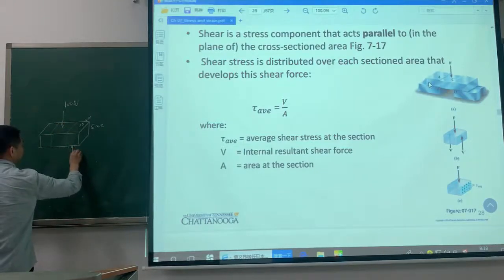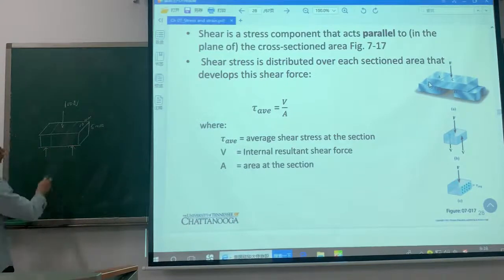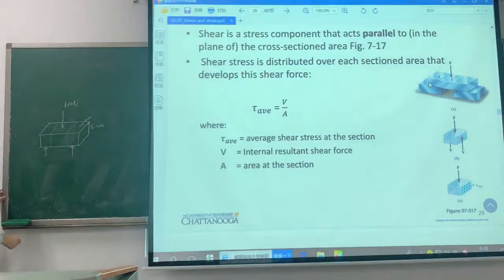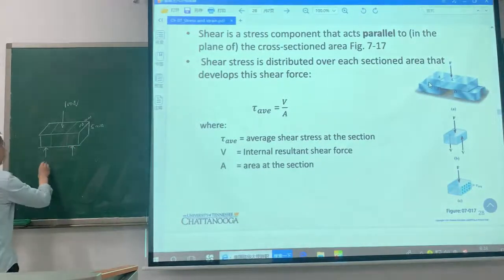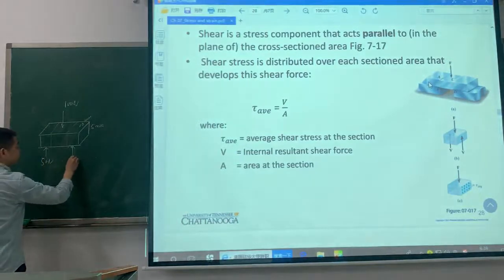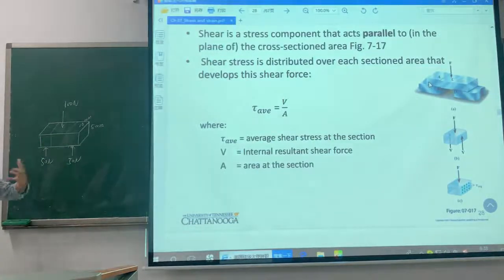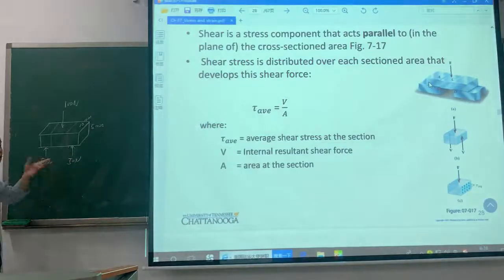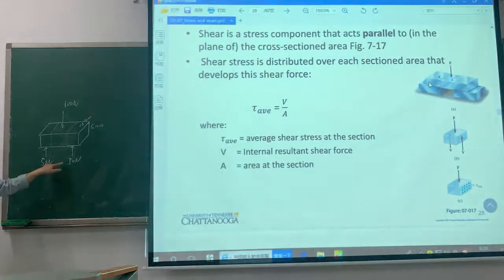This part is the first. Yes, we can, because they are equal. Symmetric, because the loading is symmetric. So 50 Newton is 50 Newton. Because the loading is symmetric, the force and the force are equal. So it is 50.